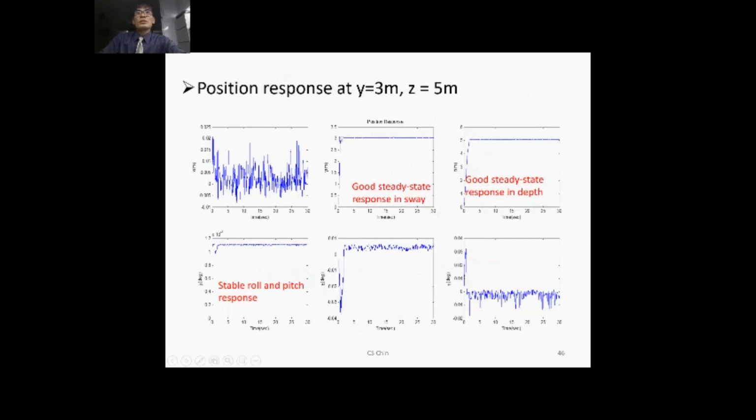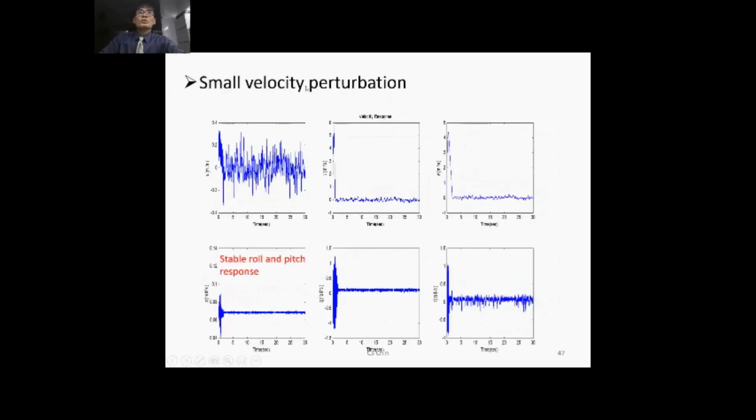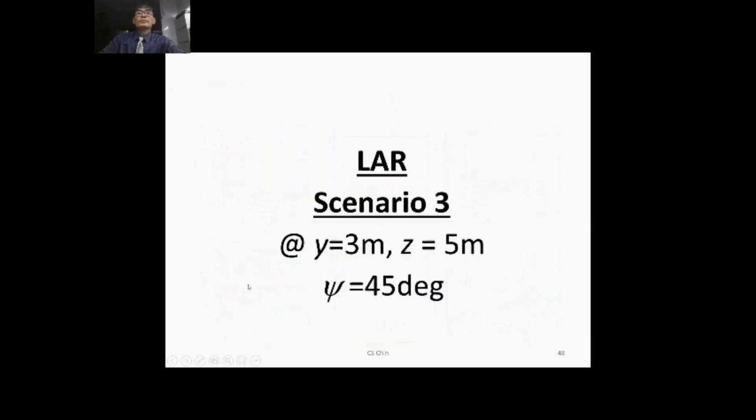You can see that y is actually able to achieve the 3 meters mark, and z is 5 meters, and the roll and pitch is also quite stable. The yaw, the heading angle, is 0 because it's trying to maintain. We are moving in y, we are not rotating the ROV. There's also a small velocity perturbation. As you can see, the value is quite small and the roll and pitch is quite stable.